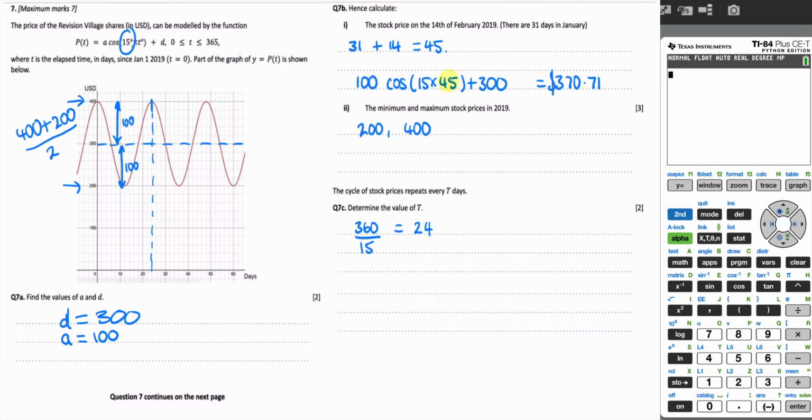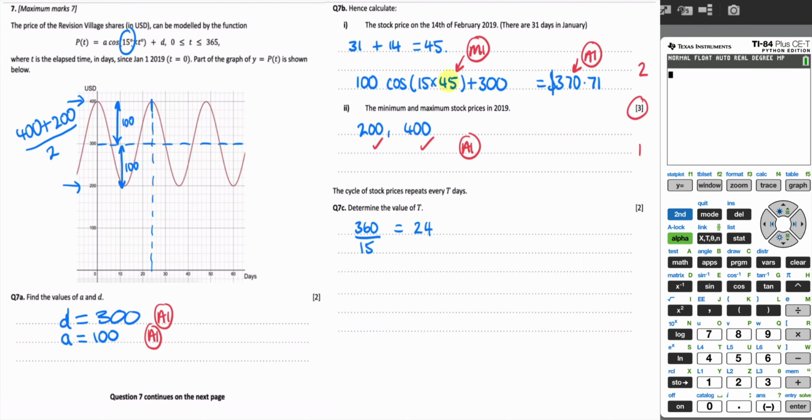In terms of your marks, the first question was 1 mark for each of these variables, so 1 mark each. The second question was 3 marks, 2 of them are for this part and 1 of them is for this part. So mentioning both of these is your maximum and minimum. And then there's 2 marks here, 1 for finding the 45 and substituting it in correctly, and then 1 is for your answer.